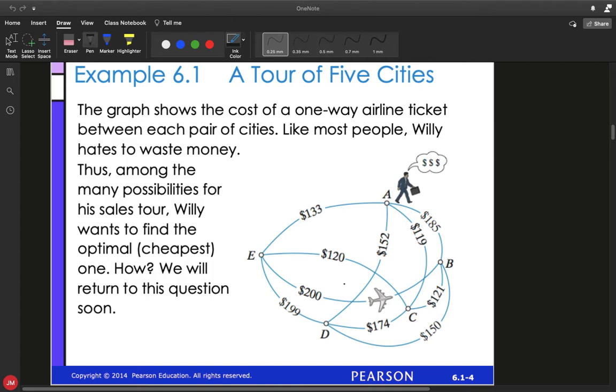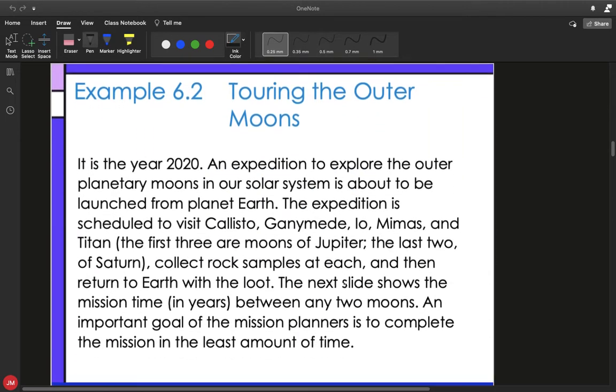And for example here, you've got a person or a salesman getting ready to travel between some different cities. Obviously, you want to try to find the cheapest route between all 5 of those cities. So you're looking for what is the cheapest possible way to get from one to the next.